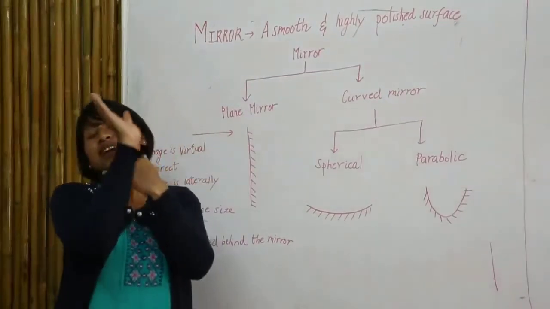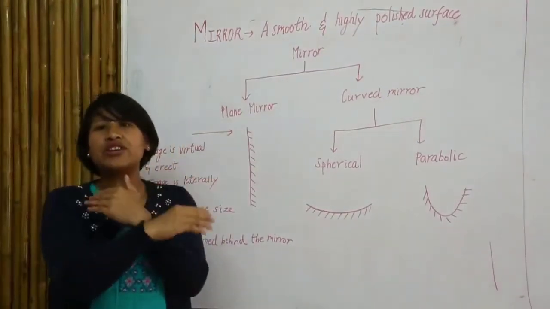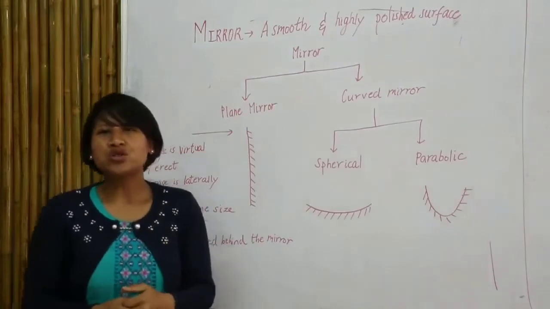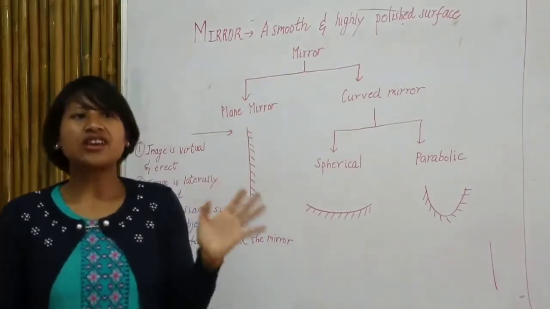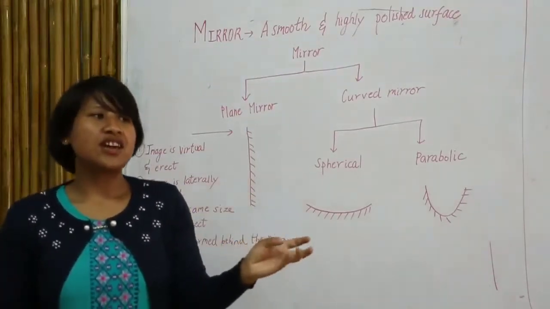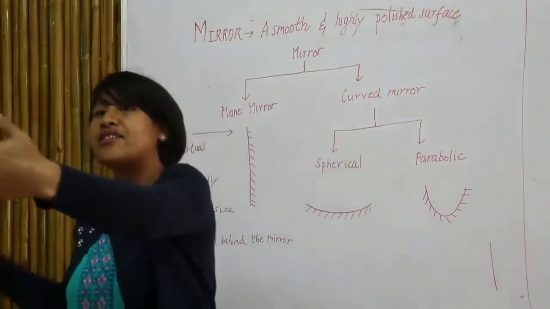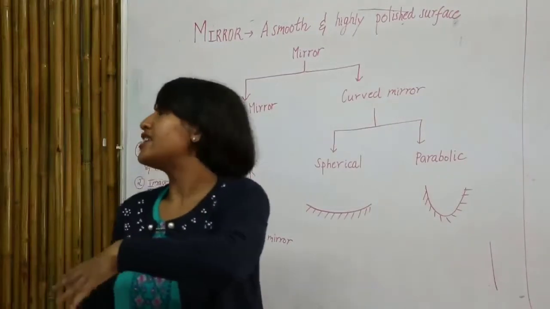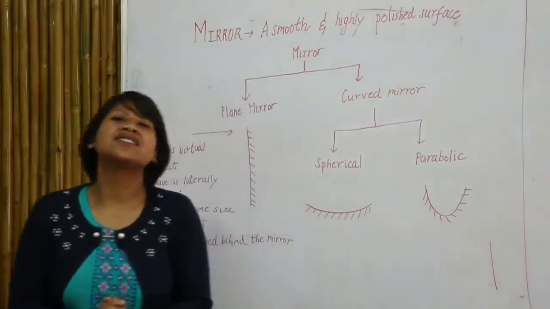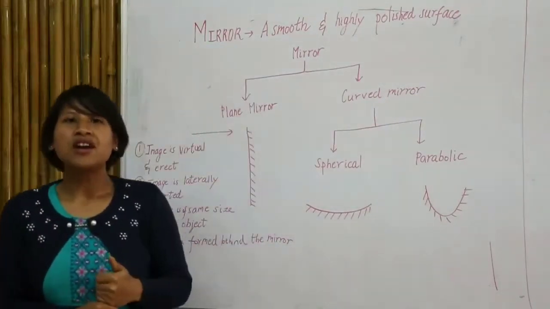That can be shown with the help of a ray diagram. Also, it is laterally inverted. Just like I said previously, when you wave your left hand, in the mirror the right hand is actually waving. So that is the characteristics of the image formed by a plane mirror.